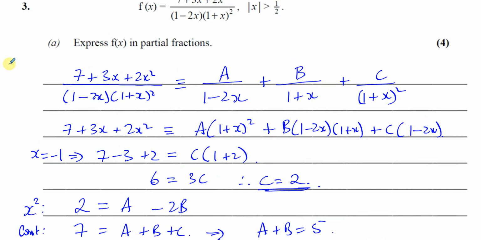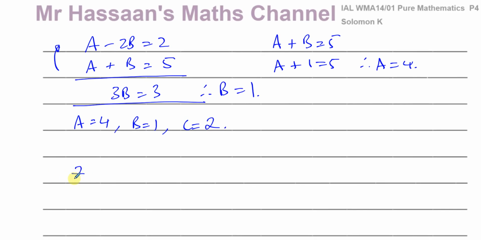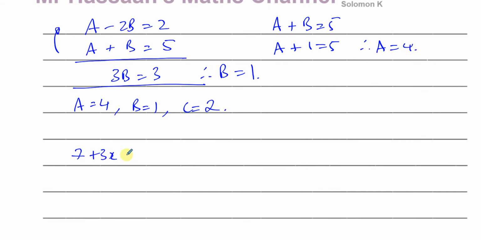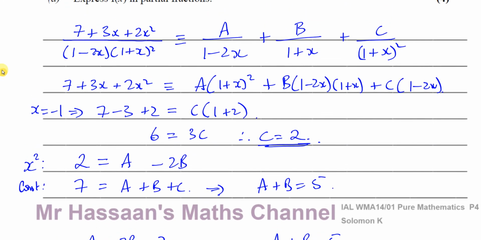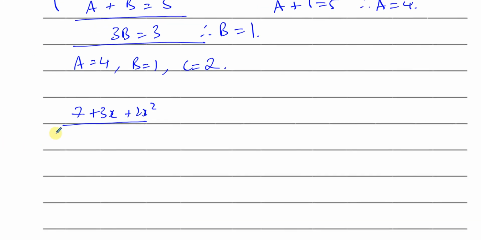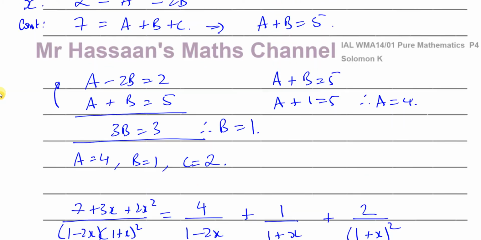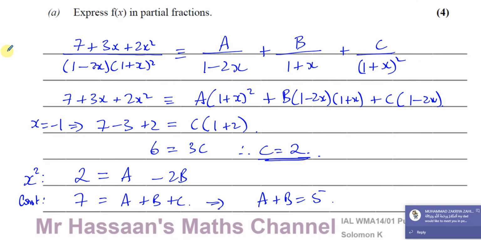So now I can fill in these spaces. So I can say that 7 plus 3x plus 2x squared divided by 1 minus 2x times 1 plus x squared is equal to 4 over 1 minus 2x plus 1 over 1 plus x plus 2 over 1 plus x squared. Okay, that's what we wrote it. You have a over 1 minus 2x.